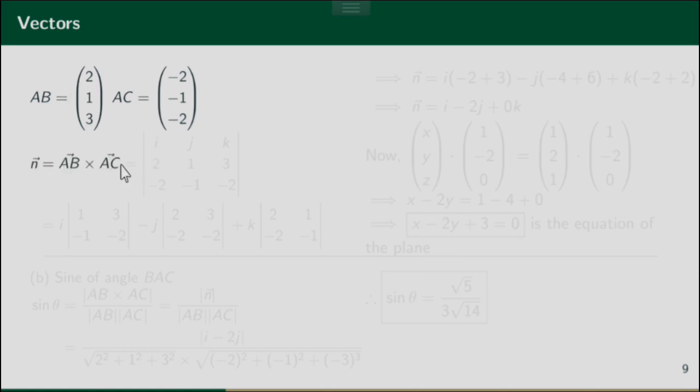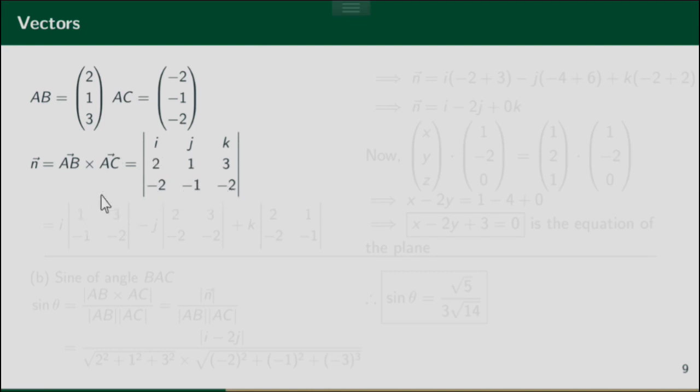Now, finding the cross product of these vectors is similar to finding the determinant of a 3 by 3 matrix. So I'll be writing the components i, j, k here. Then I write the first vector, which is vector AB, as 2, 1, and 3. And the second vector that I'm multiplying by, AC, is negative 2, negative 1, negative 2.